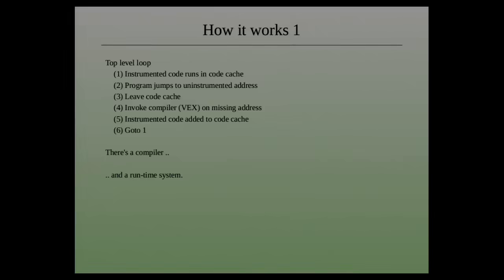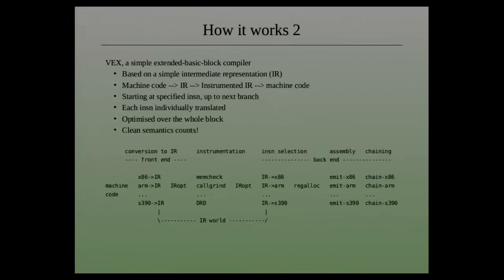So this is a sort of a summary of the translation pipeline and what it's doing. It's a simple compiler for extended basic blocks. That means it's a sequence of instructions where you start at some given instruction and you continue until you get to a branch which you can't follow, usually a conditional branch or a branch to an unknown destination. We call it an indirect branch.